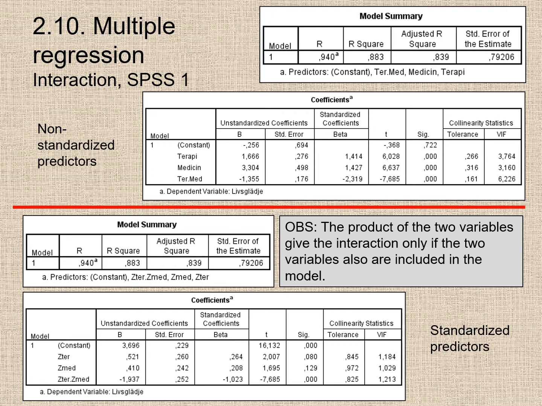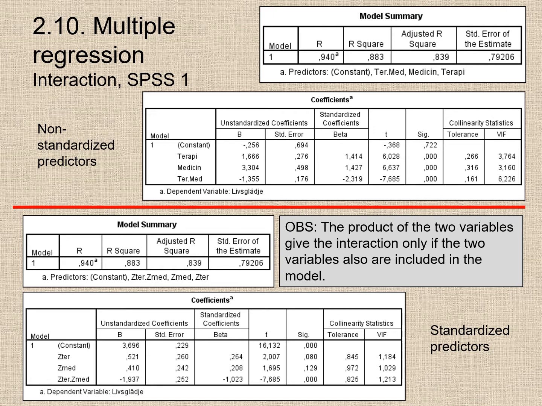Again, somebody might think like this: oh, okay, this medication term is non-significant, so we take it away from the model. But if you do that, it changes the interpretation of this. Then it's no longer an interaction term. It's something else. It is an interaction term if you have both of the original variables in the model. Then it captures the interaction.